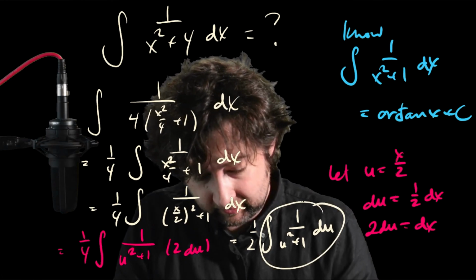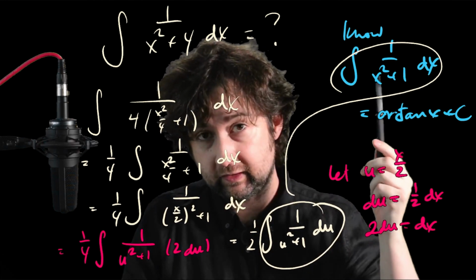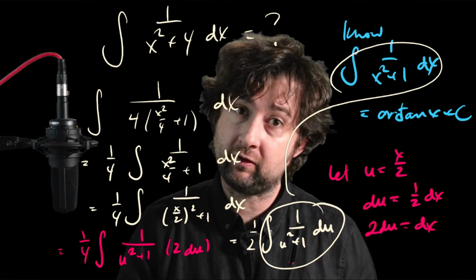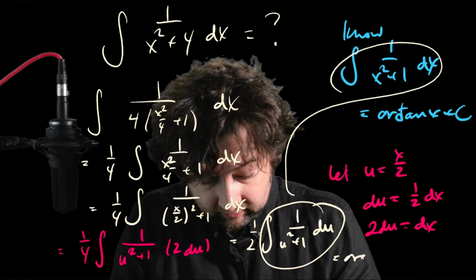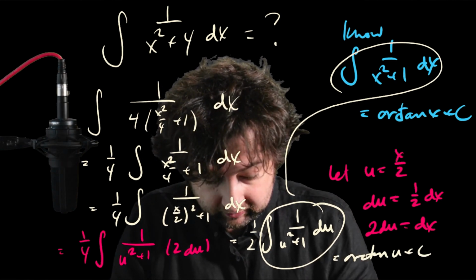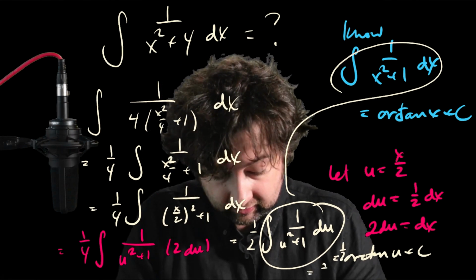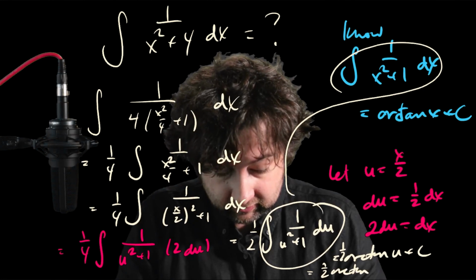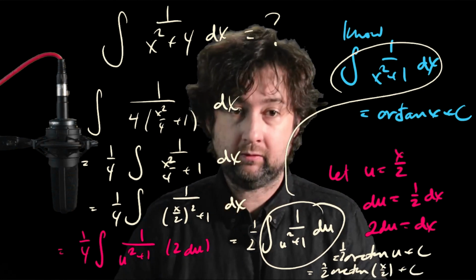And now finally, this can be used. This equation right here, the fact that I know that this integral is equal to the arctangent, I have everything in the form that I need to use it. So this is equal to the arctangent of u plus c with a 1/2 out front. And then I can substitute back, and what I'll get is 1/2 of the arctangent of x over 2 plus c. And that's all finished.